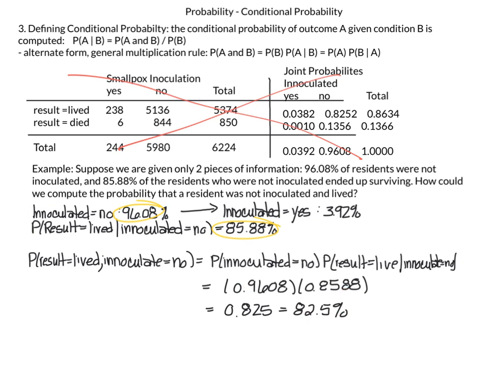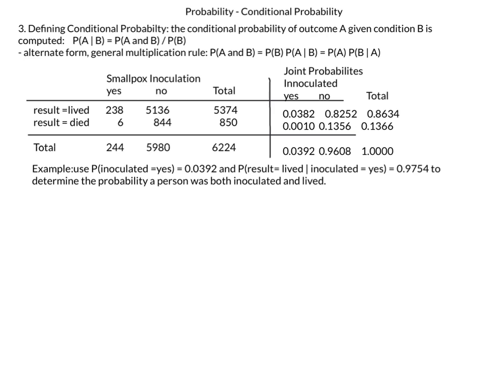One thing I'm going to say is your book has a very subtle difference between when they want to describe a joint probability and when they want to describe a conditional probability. So this here, not inoculated ended up surviving, in your book, that is how they describe the conditional probability. Here, not inoculated and lived, I think it's because it says and lived, that's the joint probability. Next question, I think we're not going to use this table again. It's still about smallpox, but yeah.